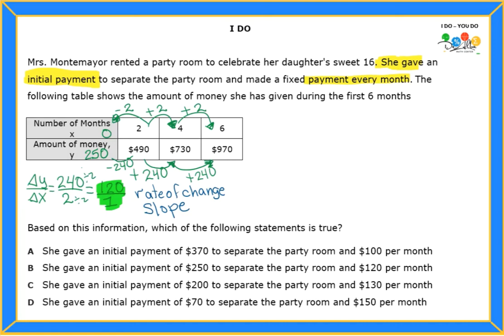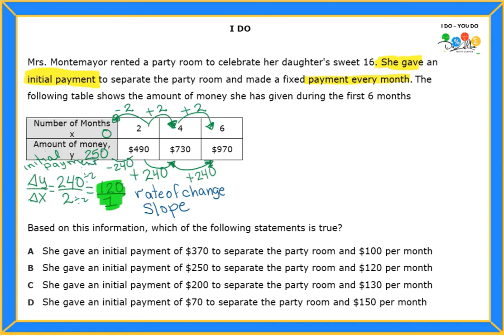Okay? So what does that mean? What is 250 then? Now, look at the point that you found. You have 0 to 50. That means that when you are in the month 0, you already paid $250. Can we think about that then as the initial payment? Very possible, right? So we'll come back to this one in a minute.